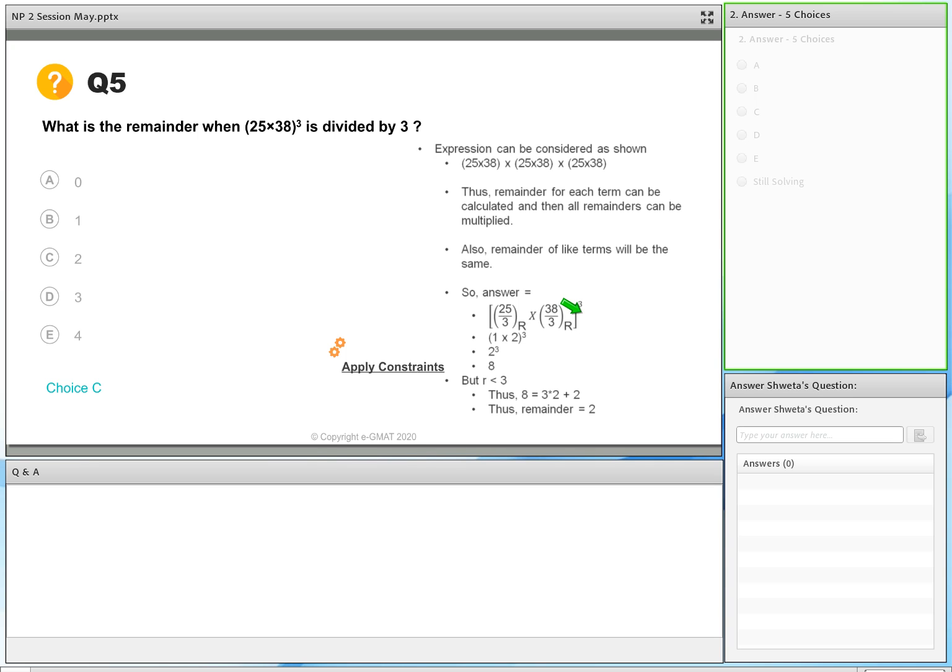Now, in the first case, 25 by 3 remainder is going to be 1 because 3 eights are 24, and 38 by 3 the remainder is going to be 2 because 3 times 12 is 36. So the remainder is just going to be 2. Now 1 times 2 is 2, and then 2 to the power 3 is 8. Now the rule says that the remainder has to be less than 3 because that is the divisor. So if the remainder right now is 8, you're going to apply the DNR equation one more time on this 8. So when you do that, the final remainder comes out to be 2. So most of you who marked the answer got this correct.